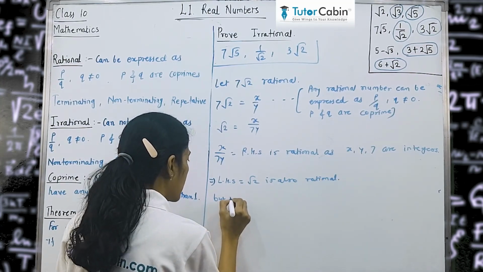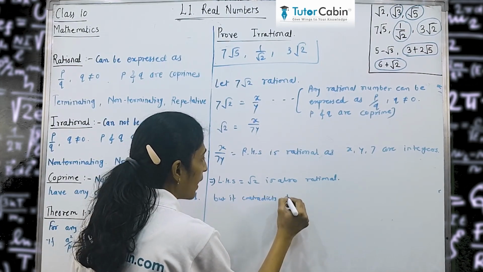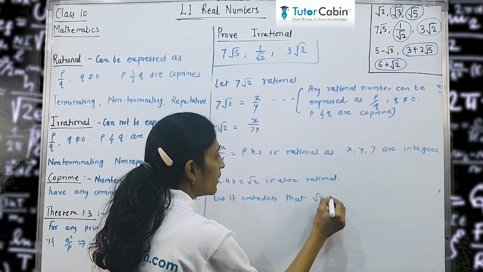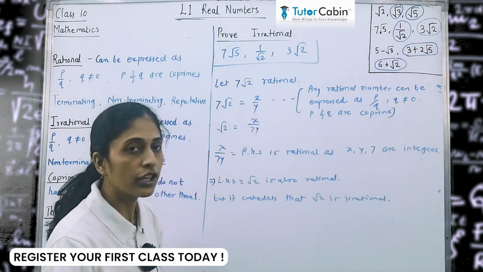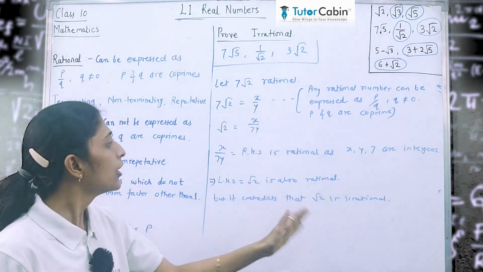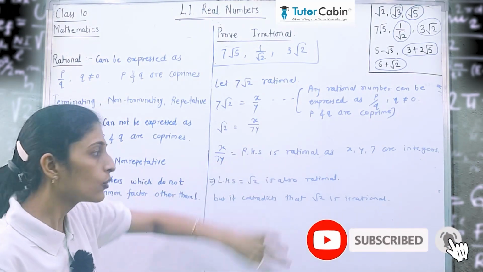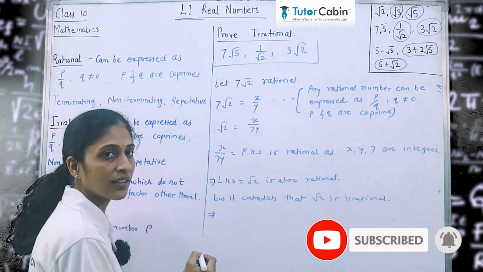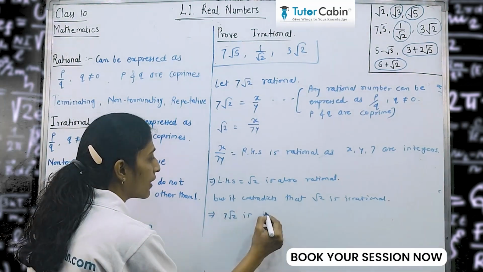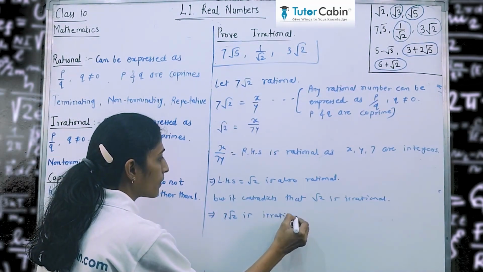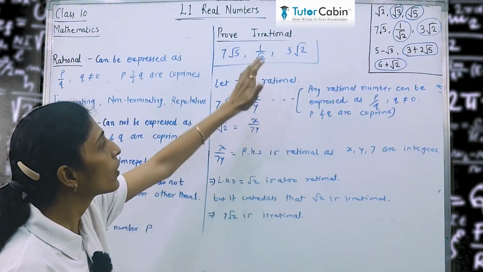But it contradicts what? It contradicts that root 2 is irrational. We have already proved that root 2 is irrational. If root 2 is irrational, how can it become rational while proving this? So our assumption is not correct. Therefore, what can I say? That 7 root 2 is irrational. Clear? Now, similar to this, you can solve for 1 by root 2.